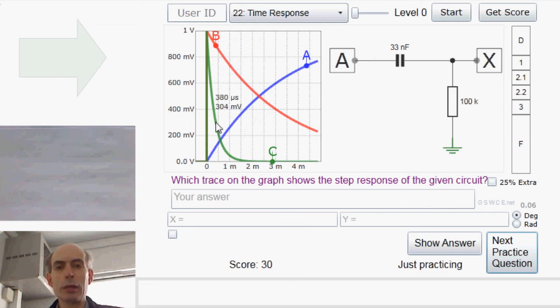Well, for that we'd have to work out the time constant. The time constant is 33 nano times 100K, which is 3.3 milli. So which one goes down by 63% in 3.3 milliseconds? Answer, quite clearly, it's B. C goes down much faster than that. So the answer must be B.